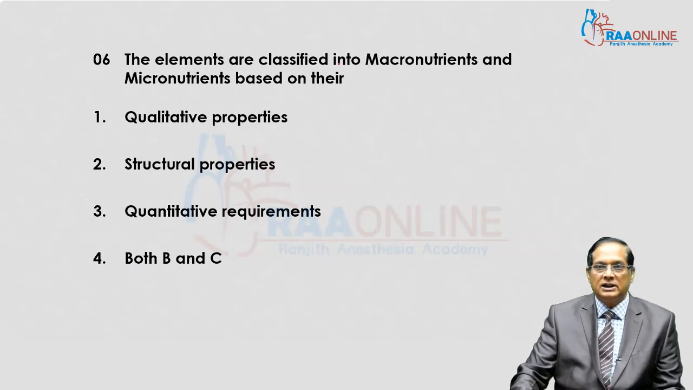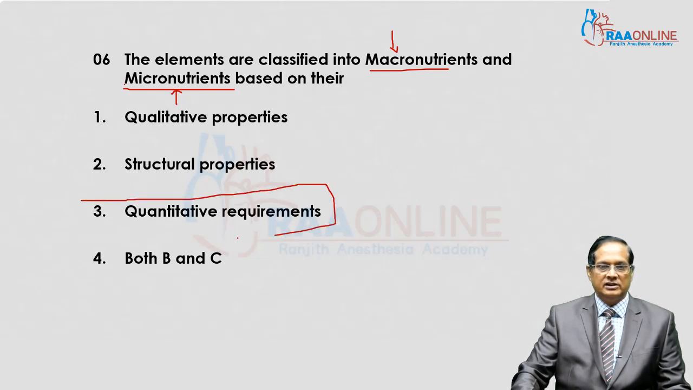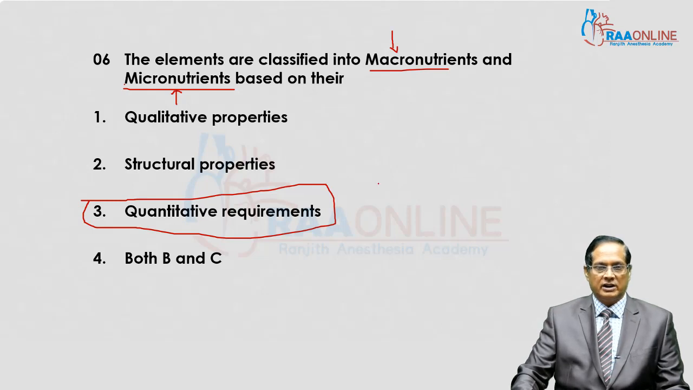The elements are classified into macronutrients and micronutrients. Macro word is for the quantity, that is, the quantity required by the plant. So my answer for question number 6 is quantitative requirement.